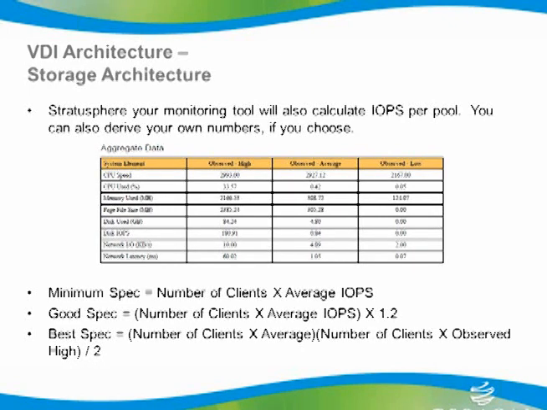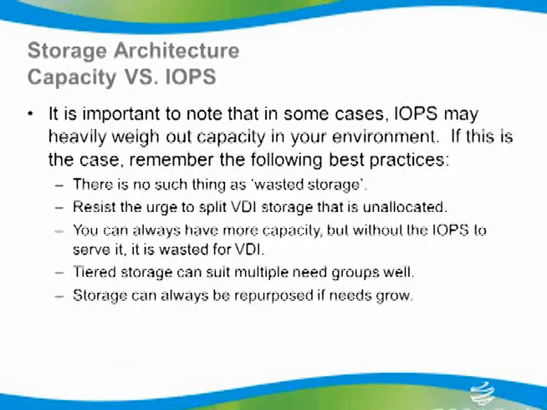So here the minimum spec is the number of clients times the average IOPS. The good spec, again, we can modify this to suit our needs against our double-blind numbers: number of clients times the average IOPS times 1.2. And then finally, the best spec is the number of clients times the average times the number of clients times the observed high divided by 2. That's it. I promise. All right, so we're done with the math. I'm sure there's a couple people cheering out there if they weren't on mute.